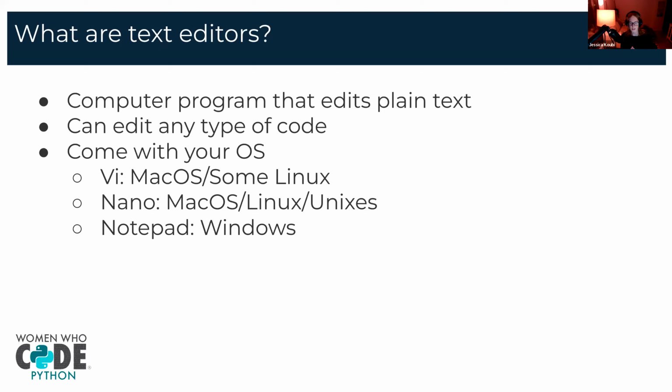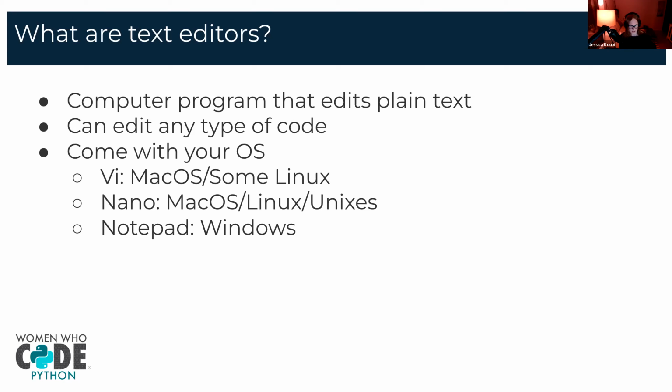So what are text editors? Text editors are mostly programs that just edit plain text, meaning you can edit any type of code, be it Python, C++, Rust, JavaScript, whatever you want. And you will always have one with your OS. So you have Vim on Mac OS, as well as some Linux, like Ubuntu and Debian. That's going to be the focus of today.